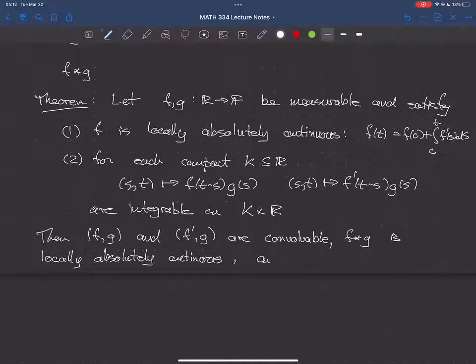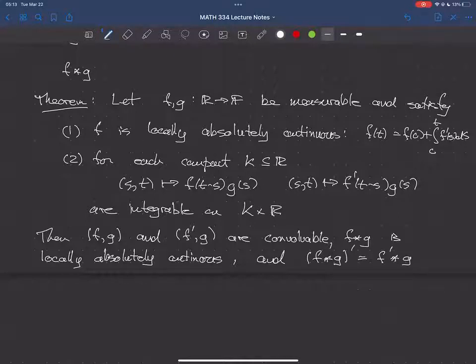Okay, and this locally integrable function (f star g) prime, which gives the local absolute continuity of f star g, is f prime star g. And so you see here that the regularity of f transfers to the regularity of the convolution.